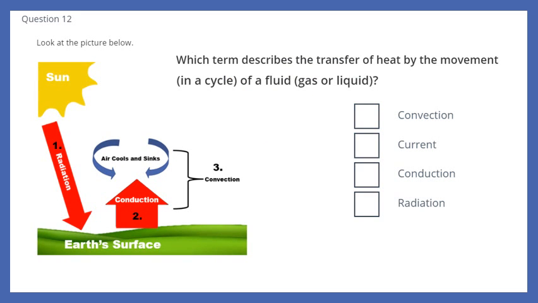All right, question 12, last question. I've got the same picture again. So again, use the picture to help you answer the question. Look at the numbers. Which term describes the transfer of heat by the movement in a cycle of a fluid, gas, or liquid? Is it A, convection, B, current, C, conduction, or D, radiation?